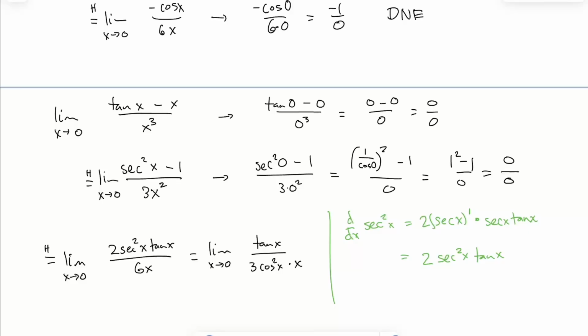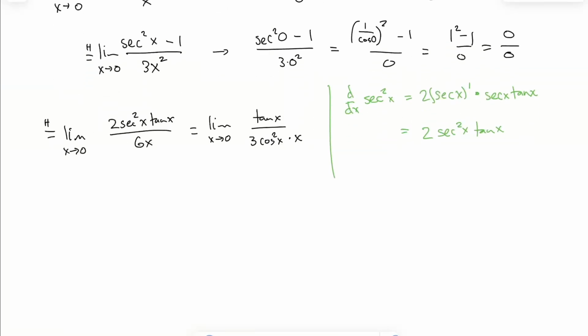Now let's do the L'Hopital rule again. So here, or no, we're not going to do it again necessarily. I'm going to try to plug in again. Sorry, I don't have space over there. I'm plugging the number in, tan 0 over 3 cosine squared 0 times 0. And that actually is 0 over 0. Tan 0 is 0, and on the bottom, cosine 0 is 1, but then I have this times 0. It's going to be 0 over 0.